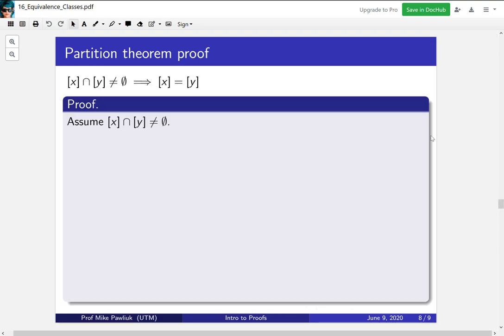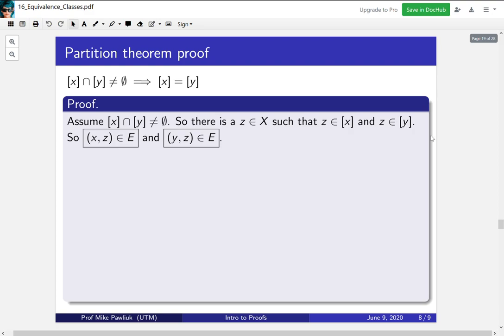Now let's see the proof. We're going to use as much of a definition unwinding proof as we can, so we'll follow our noses for the first little bit. We're trying to prove an implication, so let's assume the premise. Assume that these two equivalence classes intersect in a non-empty set. What does this mean? It means they're not disjoint. It means there's a Z, which is an element of X, such that Z is in both equivalence classes. What does it mean to be in each of the equivalence classes? It means that X is related to Z, and it means that Y is related to Z. Okay, so far so good. That's what the premise means.